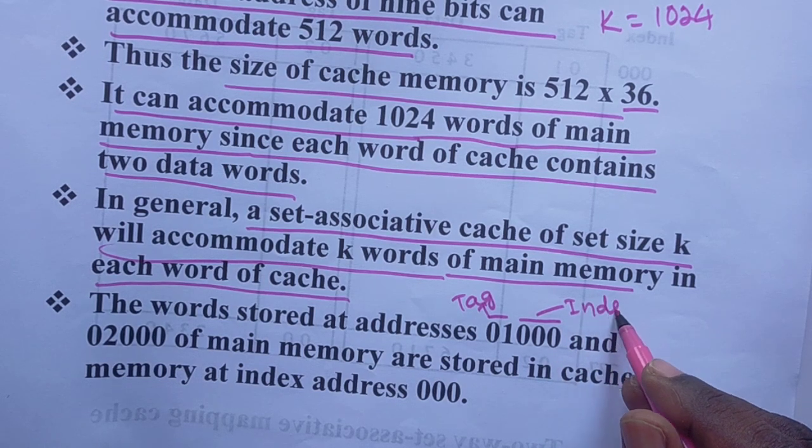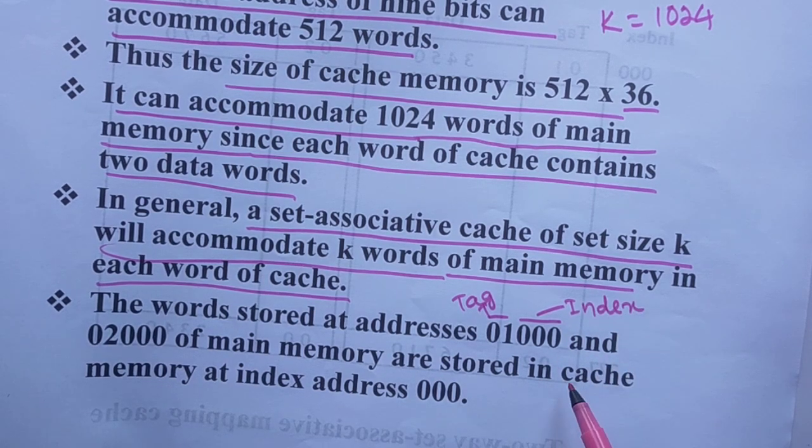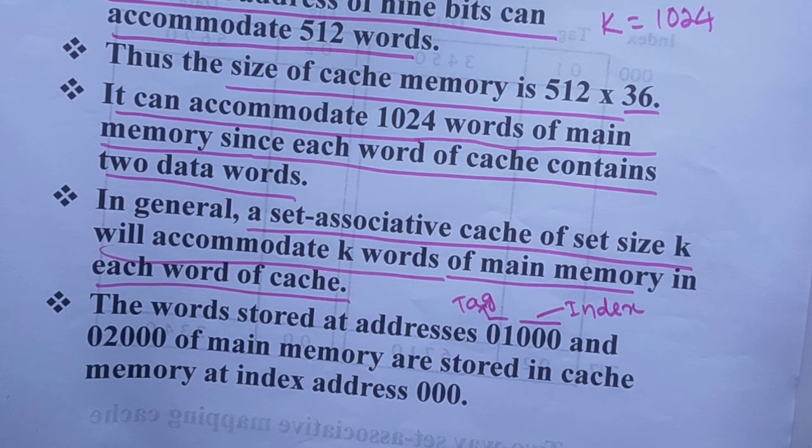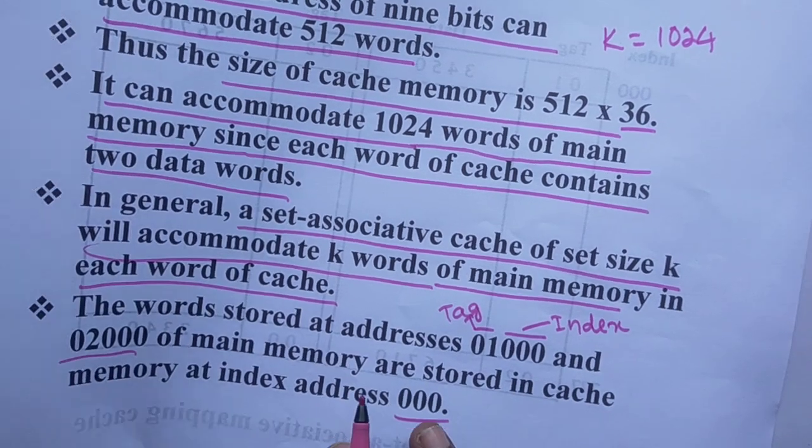If you define tag and index in main memory, then the index part is defined in cache memory in this way. Very simple way it is mentioned. Okay. Now we see how it is defined.